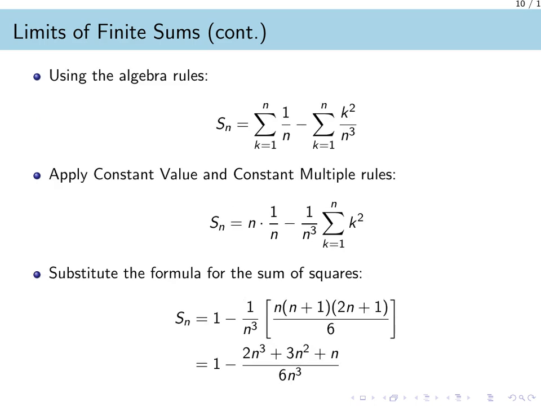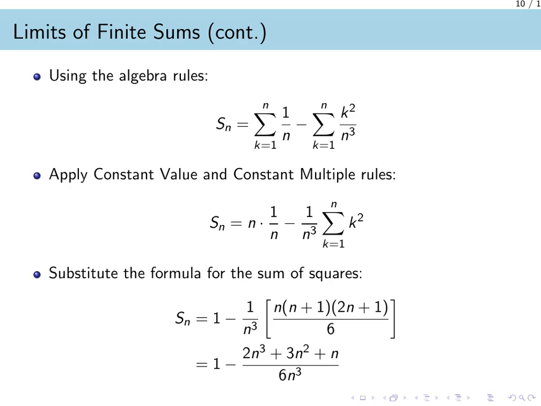Now we will simplify our expression for the lower sum, S sub n, by applying the algebra rules for summations. Let us look at the first term. We are summing the quantity 1 over n, n times. Since 1 over n is a constant with respect to the summation index k, the constant value rule tells us this sum is simply n times 1 over n, which equals 1.